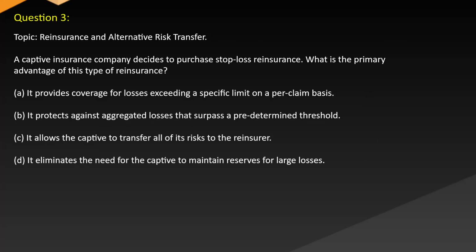Question 3. Topic: Reinsurance and alternative risk transfer. A captive insurance company decides to purchase stop-loss reinsurance. What is the primary advantage of this type of reinsurance?